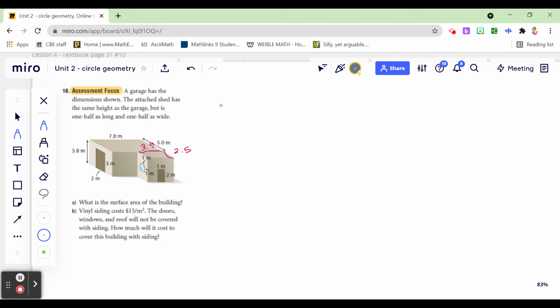Okay, so I am going to have my surface area of, let's do the main building. So let's call that MB. The main building is going to be my roof, which has dimensions 7.8 and 5.0. And if I was to multiply those, I would get 39.